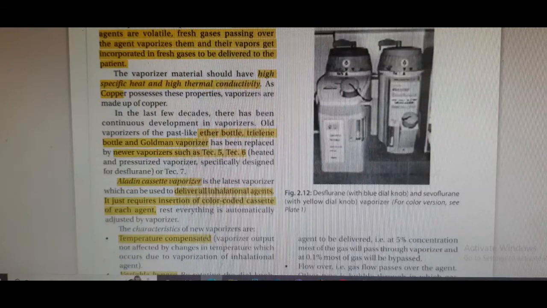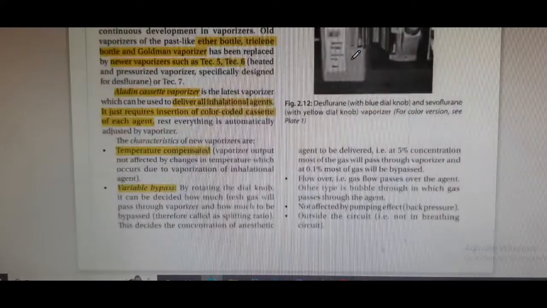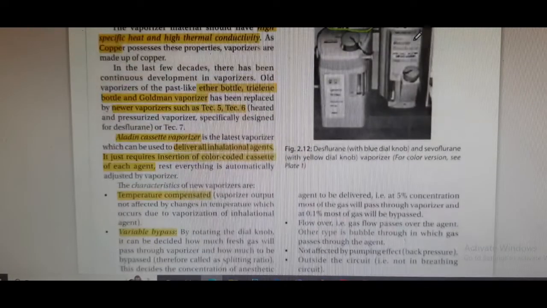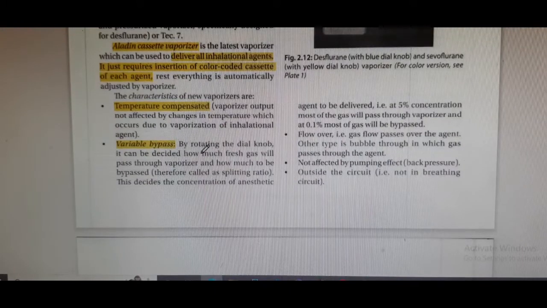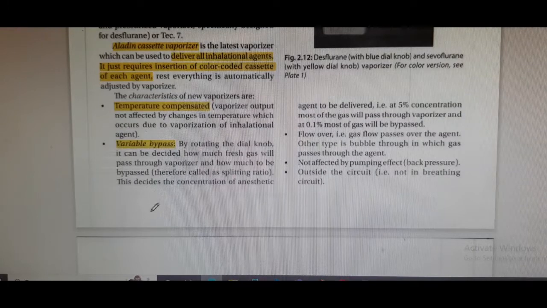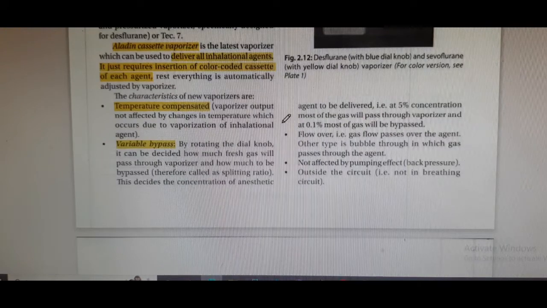So these are the dial knobs, you can observe that. Rotating these knobs can decide how much fresh gas is needed to pass through the vaporizer. So the variable bypass is one of the characteristics of new vaporizers. Usually at 5% concentration, most of the gases will pass through the vaporizer, and at 0.1% most of the gases will be bypassed.